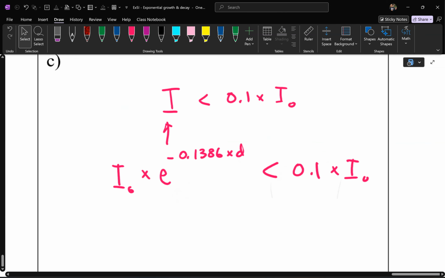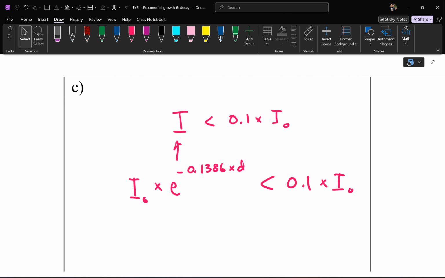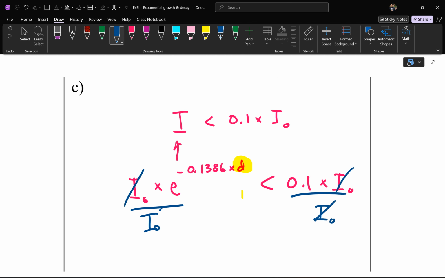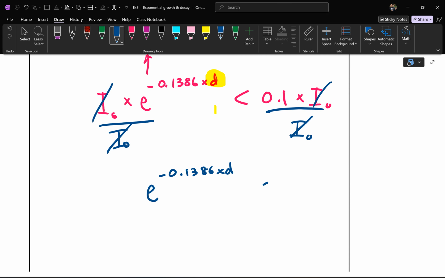So if you look at this equation that I just wrote out, you want the intensity to be less than 10% of the original. And here's my intensity formula that we figured out. D is what we're trying to find. Again, you can type this in your CAS, or you can do it by hand, but notice that the I naughts will cancel out again. So here, I naught dividing by I naught, divide by I naught, cancels out. So really all you have to work out on your CAS is e to the negative 0.1386 times d less than 0.1. And then from here you can do it on your CAS, or you can even graph it and do it.